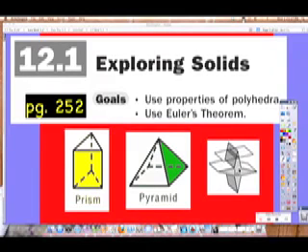Okay, chapter 12 is 3D images, 3D pictures, called polyhedra or polyhedron. But you need to know what classifies a polyhedron. So up on the board, I've got an example: a prism, a pyramid, and who knows. But it's still a polyhedron. Polyhedrons have to be made of polygons. We already had a chapter way back when on polygons.